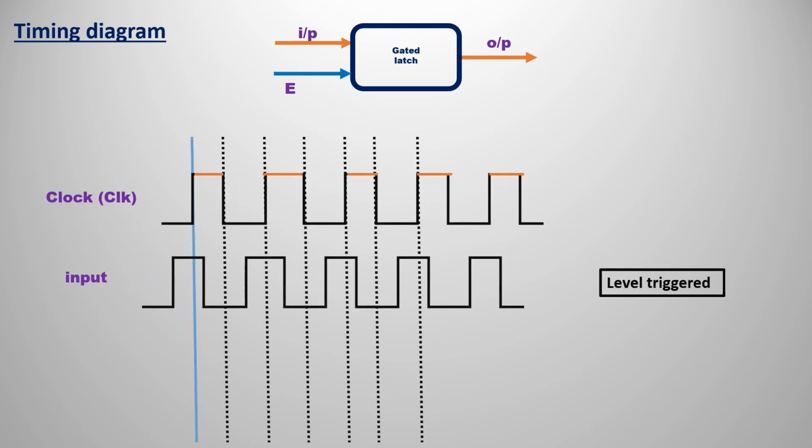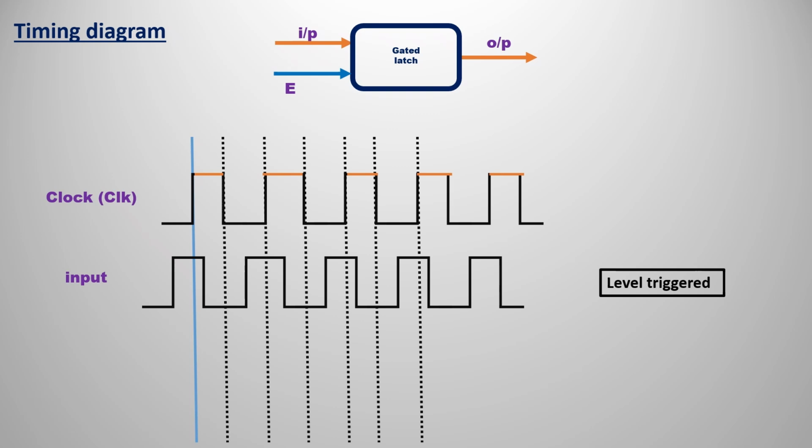The latches are basically level triggered. Already we have discussed what is meant by level triggering or edge triggering. The gated latch is level triggered. If you see the clock and input signal, it is not directly matching, because I took a random clock and some random input. As this is level triggering, only when the clock is high will the input correspond to the output, and it will respond.